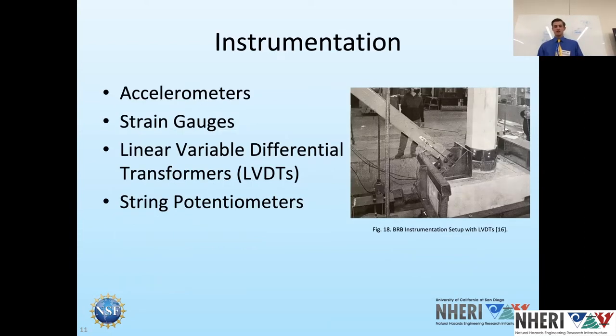And so another key part was the instrumentation, which I vaguely touched on earlier. The key components that we had were accelerometers. Accelerometers were going to be placed on every level to measure acceleration in three directions for the building. Then we also use strain gauges, which were placed at critical locations on the shear plates and the BRBs. And then we had linear variable differential transformers, or LVDTs, which were placed on both ends of the buckling BRBs to measure the deflection shape. And then we had string pots, which were placed at off-table safety towers to measure the drift of the building during testing.